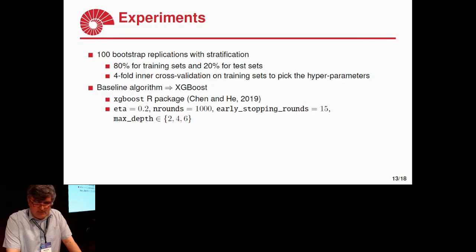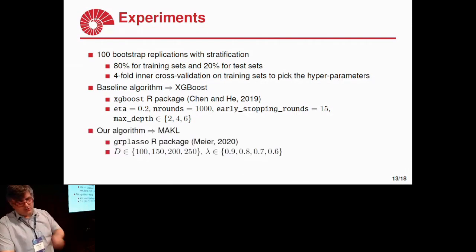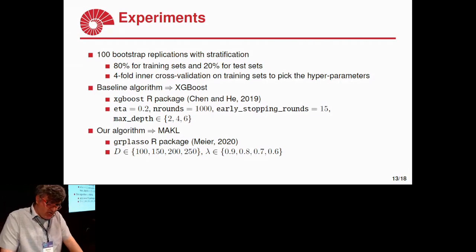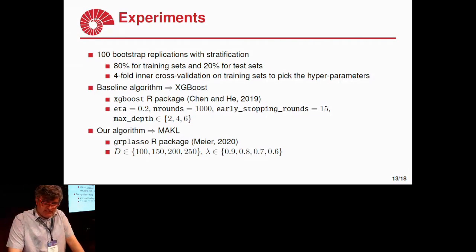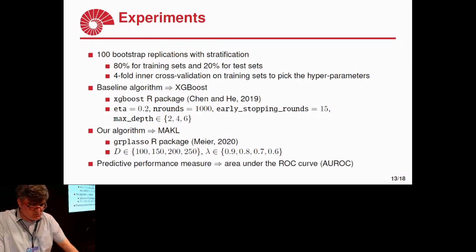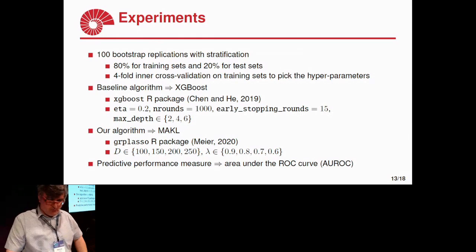We picked the parameters as shown here, and we picked the maximum depth parameter using cross-validation. For our algorithm, for solving group lasso, we used the grplasso R package, and we selected the lambda parameter, which controls the sparsity of the solution, using cross-validation. And the predictive performance measure is the area under the ROC curve.